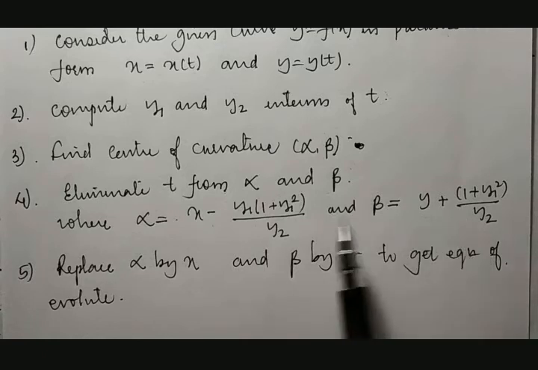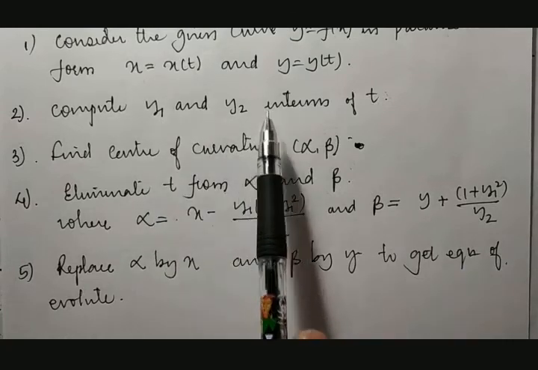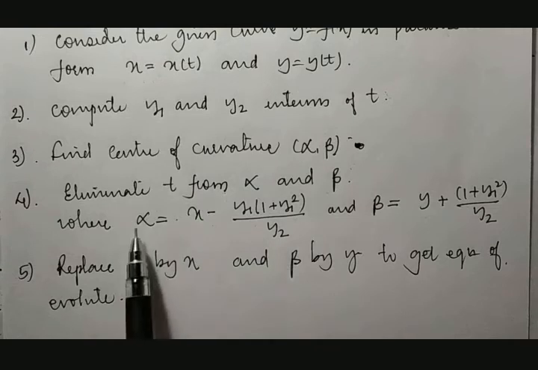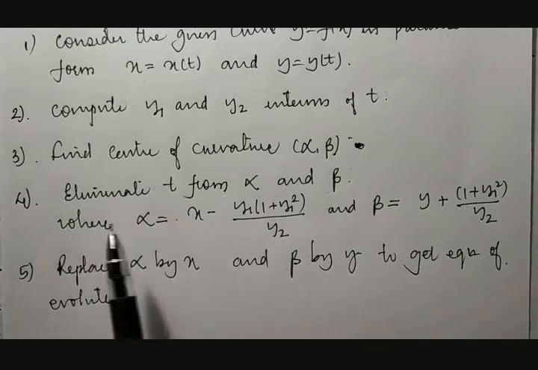So by using these two results, y1 and y2 are already calculated. By substituting the values of y1 and y2 in this formula, we'll get alpha and beta. So when we put C of alpha comma beta, which is nothing but the center of curvature. Okay.